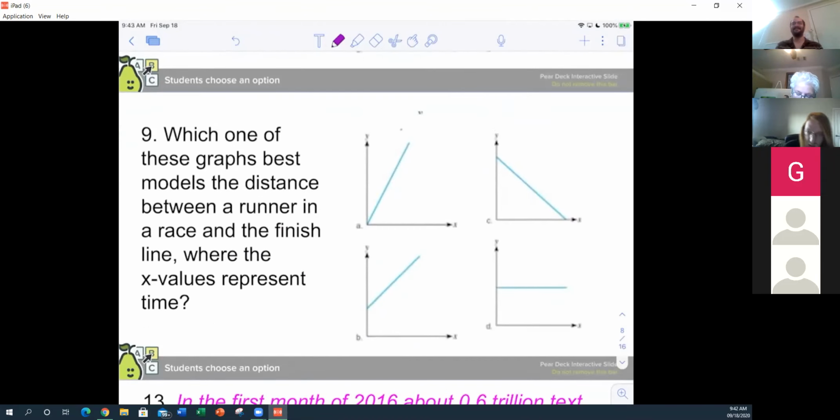Which one of these graphs best models the distance between a runner in a race and the finish line? If you think about what's happening with a runner in a race and the finish line, what's happening there? I would think it's probably C. Right, good. Why do you think that? Because he's trying to get to his destination instead of running away from it. Right, as time increases, you're getting closer and closer to the finish line. So yes, good. Awesome. Thank you.